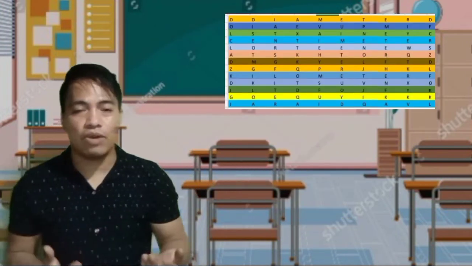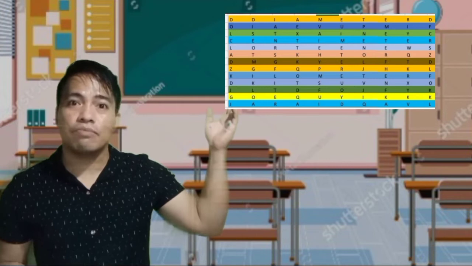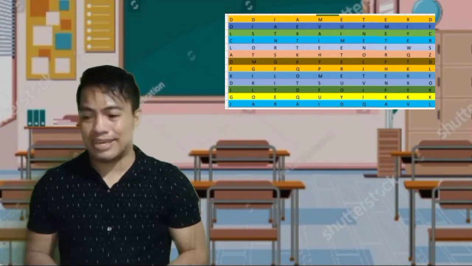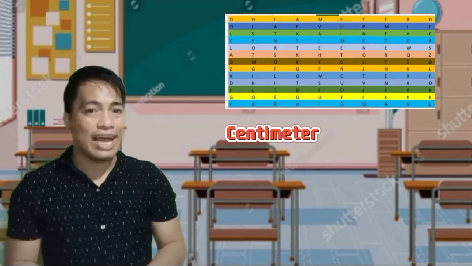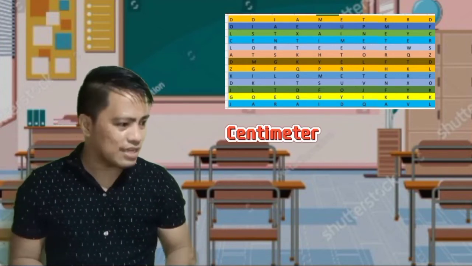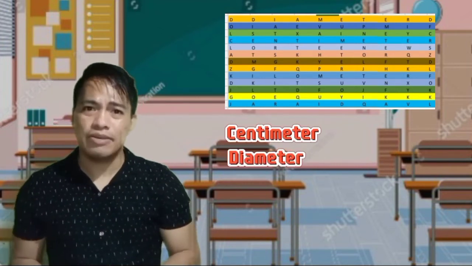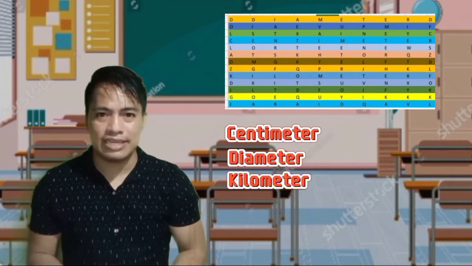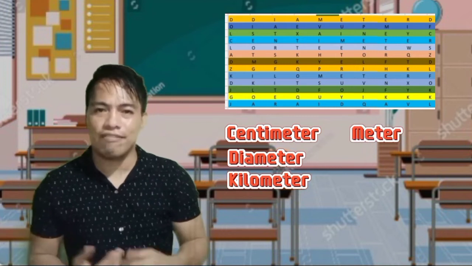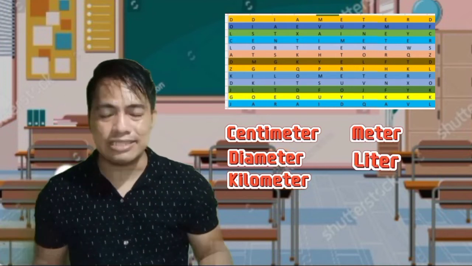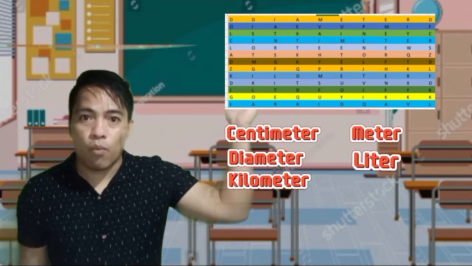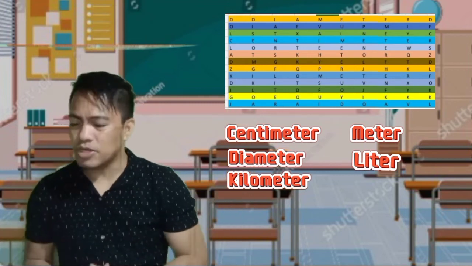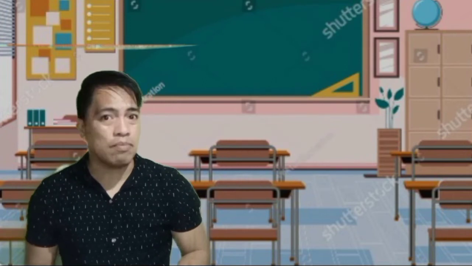Alright, I have here a word puzzle. All you have to do is pick a word inside the puzzle. Okay, give me one. Yes, centimeter. Exactly, we have centimeter. Next, diameter. Wow, very good. Another. Kilometer. Next, meter. Yes, we have meter. Exactly, we have liter. So now, among these words, what comes into your mind? Yes, measurements. Our topic for today is all about measurements.